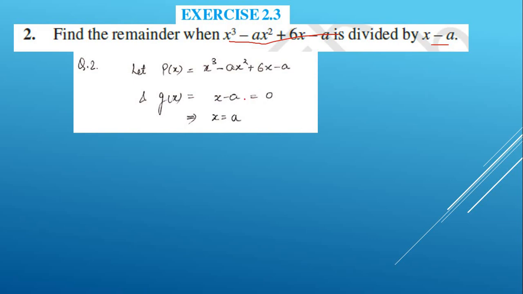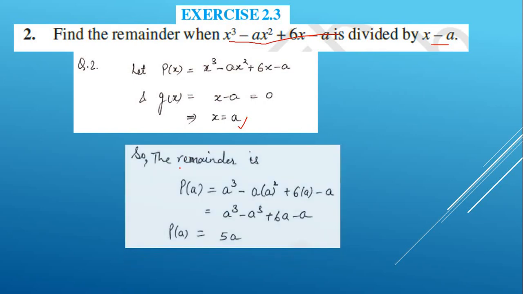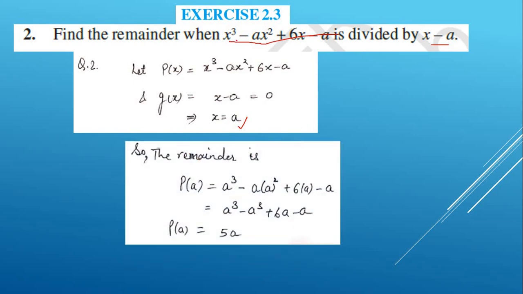X minus a, I need to put 0, so I put 0, and x equal to a I have got. Next, I will put x equal to a in the given dividend polynomial. So I will get p of a is equal to a cube minus a into a square plus 6 into a minus a. When you solve this, a cube gets cancelled. 6a minus a will come 5a, right? So this will be the remainder in this question.